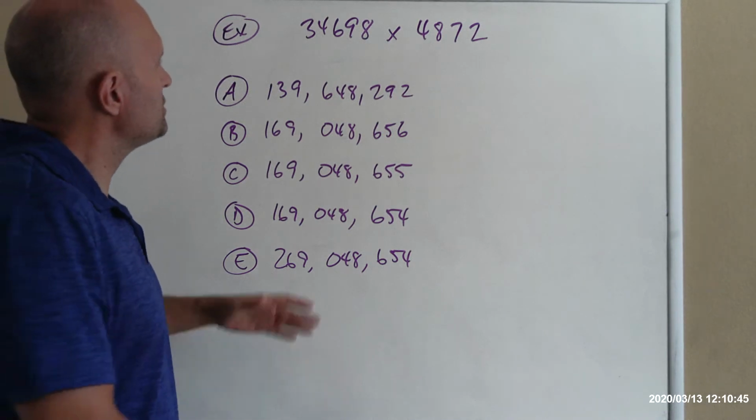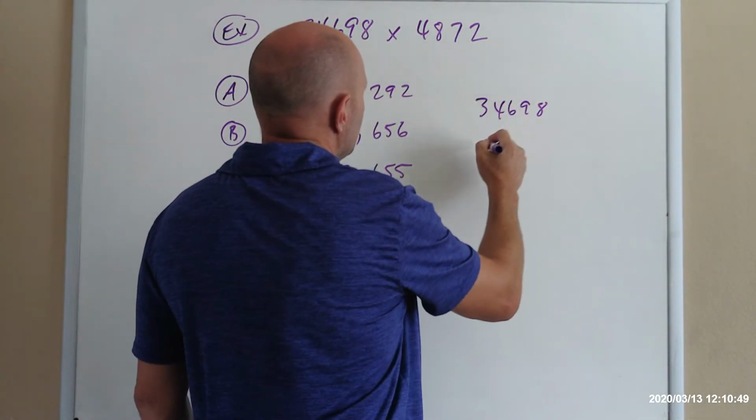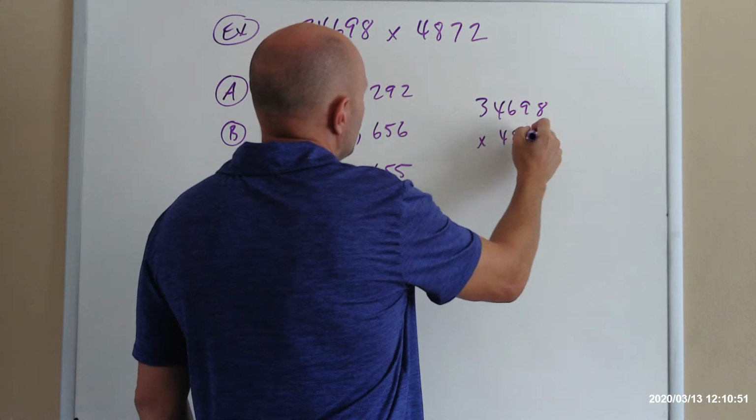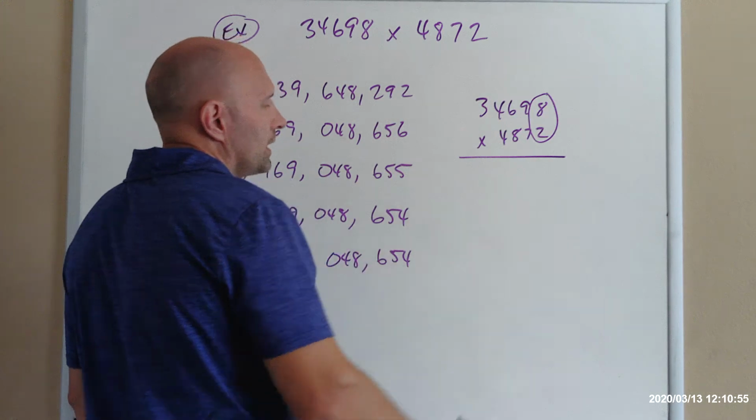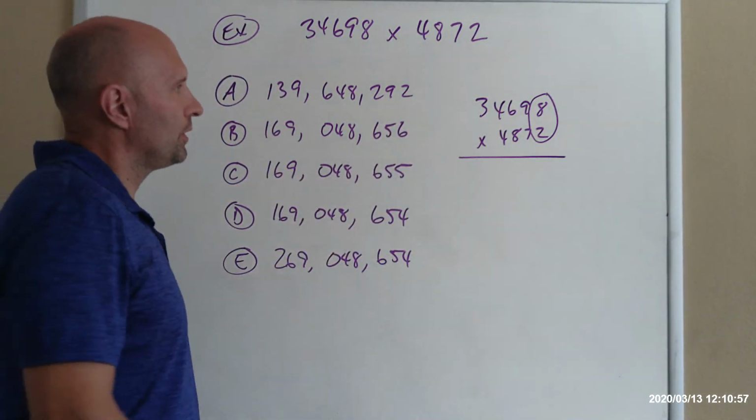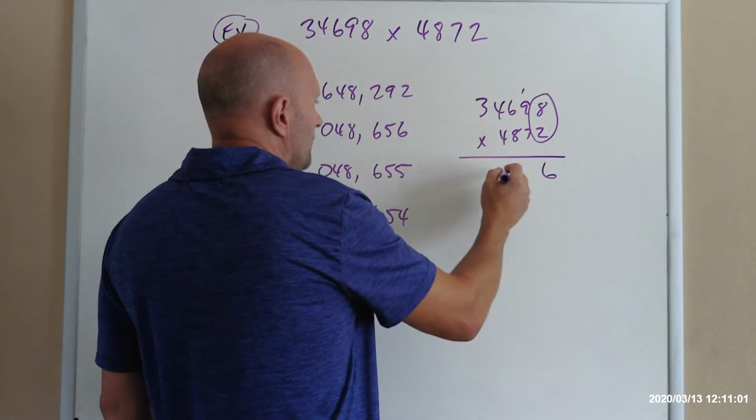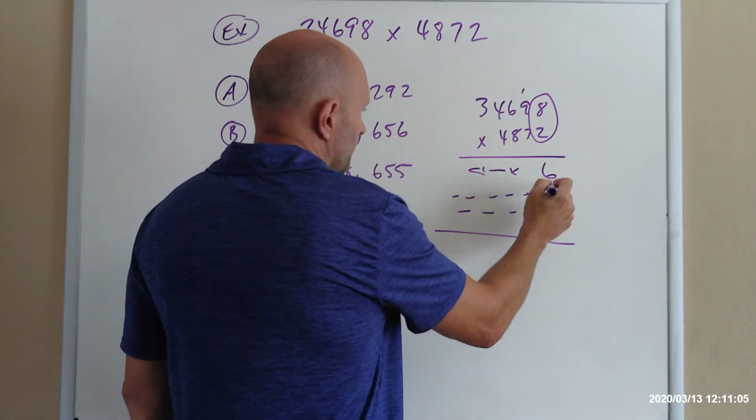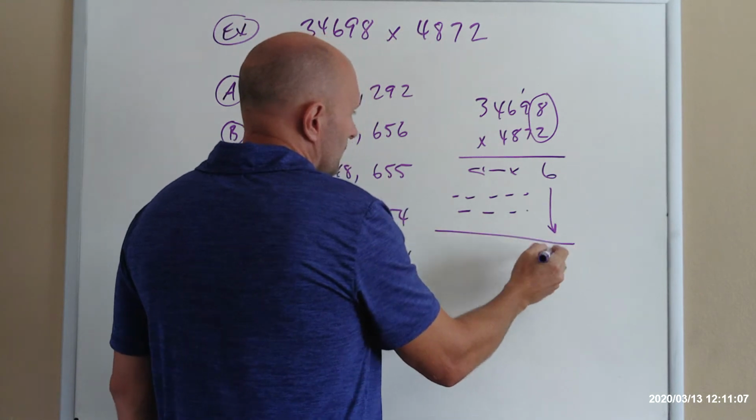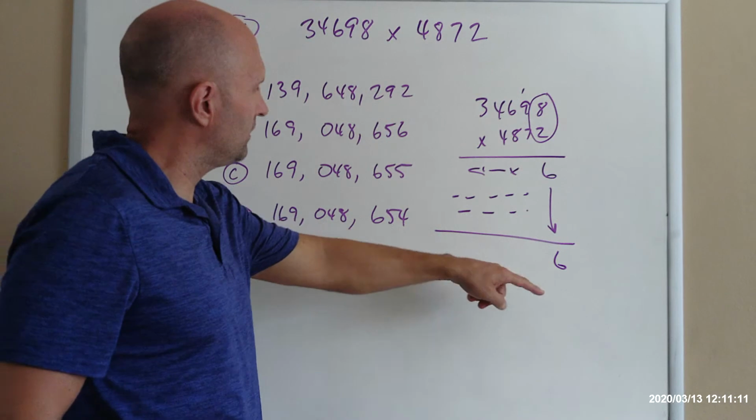So multiplication, if I was going to multiply these, I would have what? 34698 times 4872. So my very first step in multiplication is what? Multiply those two guys. 2 times 8 is 16, so 6, bring the 1. And then I'm going to have a bunch of extra work in here. But at the end, these are all going to be zeros underneath it here, so I know what? My answer has to end in a 6.